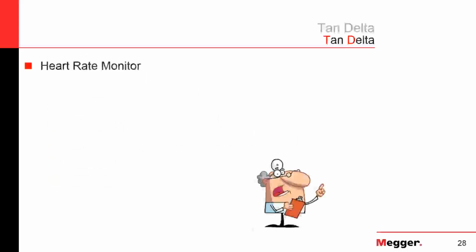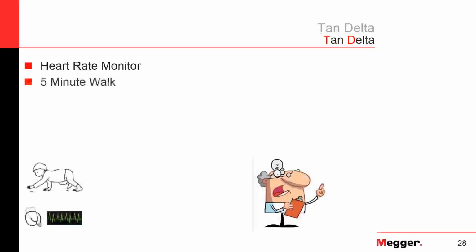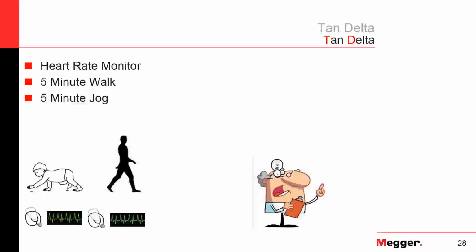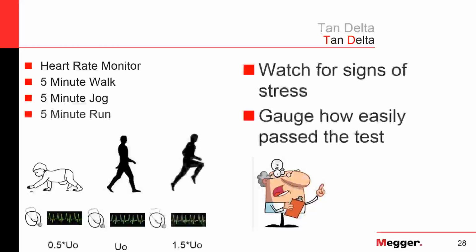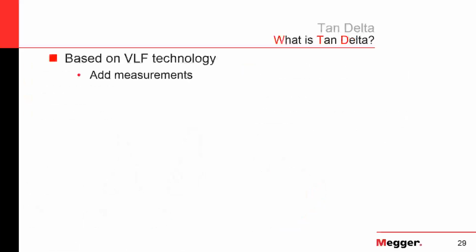So we'll go back to our doctor, and he's tired of people suddenly getting rushed off to the emergency room in his office there. So the next patient walks in, and he attaches a heart rate monitor to him. He says, okay, walk around for 5 minutes, and he watches the heart rate monitor. Okay, now jog for 5 minutes, and he watches the heart rate monitor. And finally run for 5 minutes, and he watches the heart rate monitor. At each of those steps, he can watch for signs of stress and gauge how easily the patient passed the test. It's also not a particularly stressful test. It's not a 1 hour run, it's a 5 minute run. It's nowhere near the stress levels involved in a withstand test.